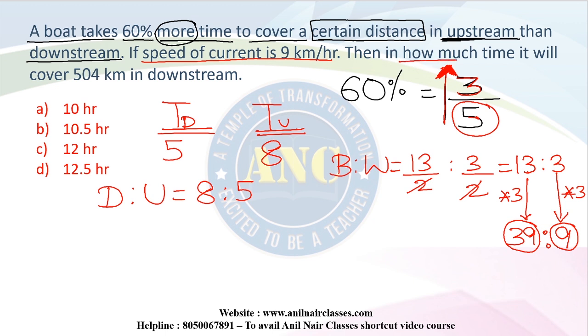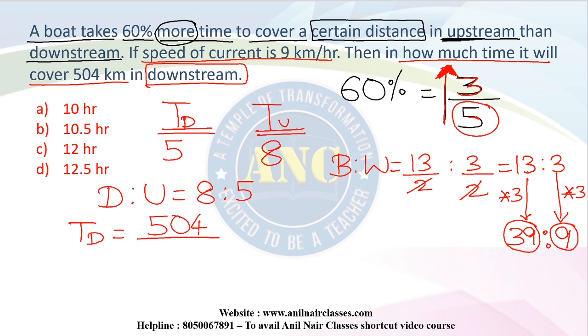What is the question? In how much time will it cover 504 kilometers in downstream. Downstream time they are asking. Downstream time is nothing but downstream distance of 504 kilometers, and downstream speed is nothing but B plus W. B plus W is nothing but 39 plus 9, which is 48. 504 divided by 48. 48 into 10 is 480. Another 24 is remaining. Half of 48 is 24. So it is 10.5 hours. Answer for this question is 10.5 hours, which is option B.